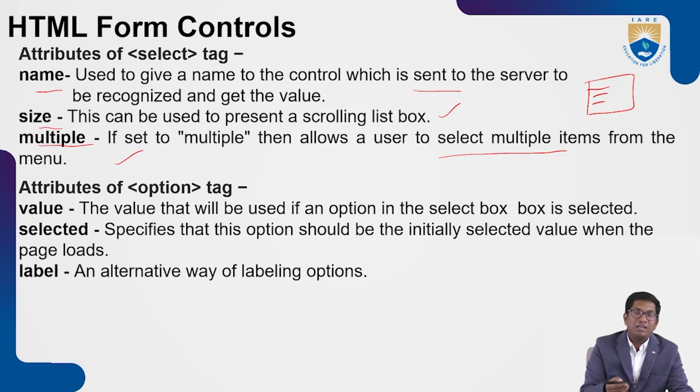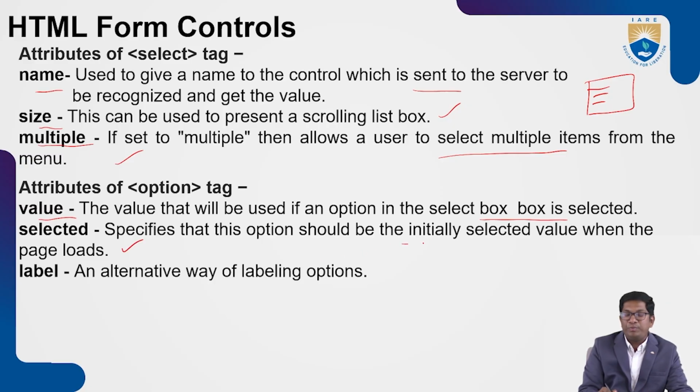The sub-element of select is the option tag. In that we have value. The value is used if an option in the select box is selected. So which option is selected? Country is India, so IN we give as the option value, and that will be selected. When you submit it, the value IN is sent to the other page or to the server for storing in the database.